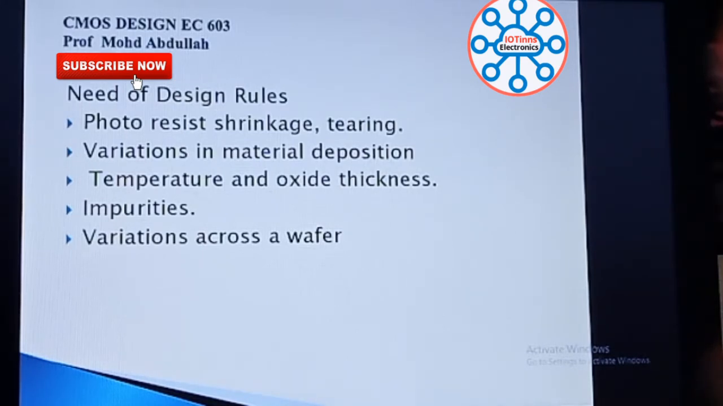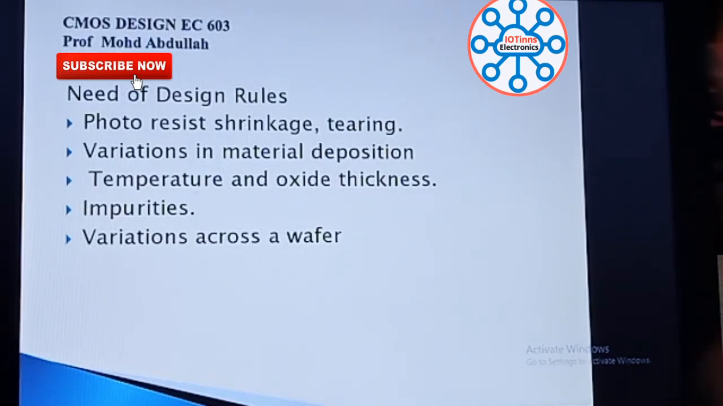Or there is the tearing part: if some part of the N well or a P well tears out, then it is called tearing. So we need an exact rule to have a predefined area for the designing of the photoresist area and for the removal of the etching.